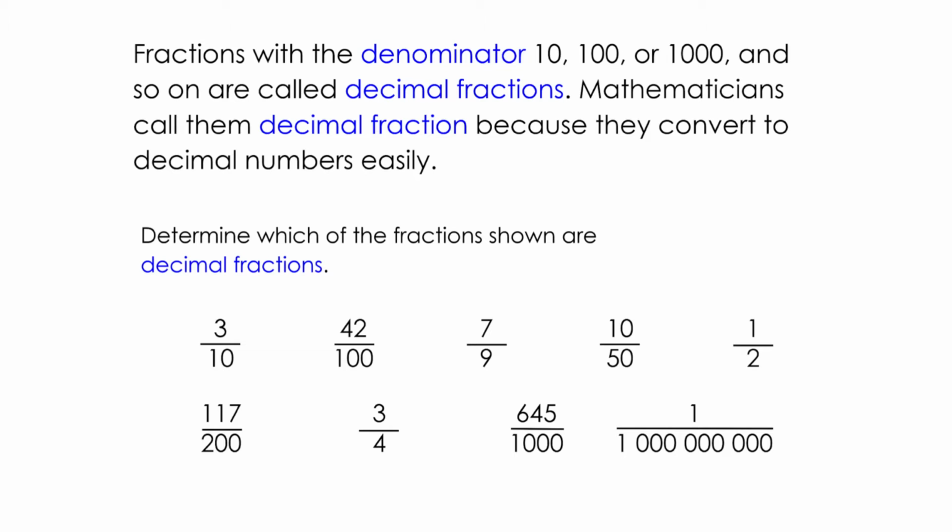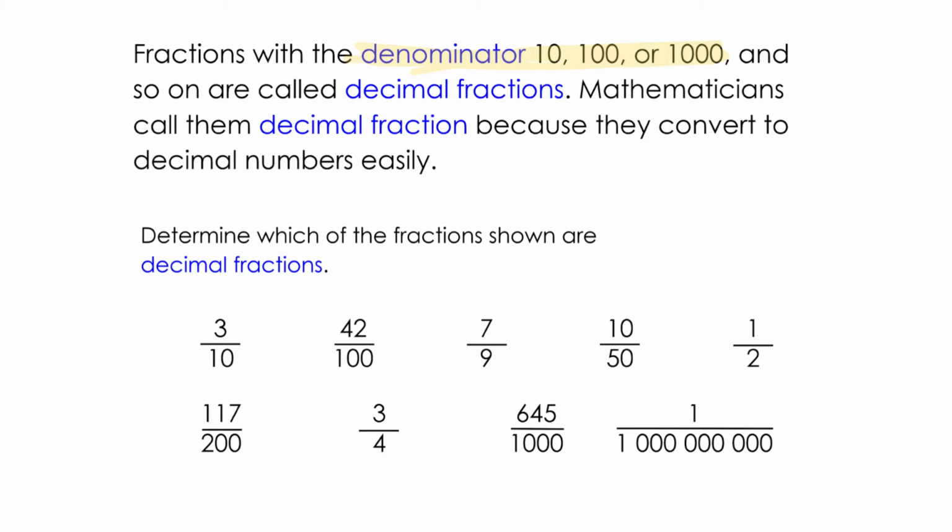Fractions with the denominator 10, 100, or 1,000, and so on are called decimal fractions. Mathematicians call them decimal fractions because they convert to decimal numbers easily. Determine which of the fractions shown are decimal fractions. So let's highlight some important information here. It says they have to have a denominator of 10, 100, or 1,000. So which one of these examples here has that denominator?